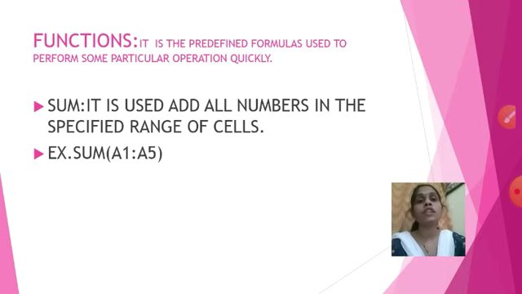Okay, now what is the first function? That is your SUM. It is used to add all numbers in a specified range of cells. Okay, I will show you how the cells work, then only we will use SUM. You know that addition, if there are so many numbers you can add. So an example of SUM is =SUM(A1:A5). Now we will see the Excel sheet, how an Excel sheet looks like.